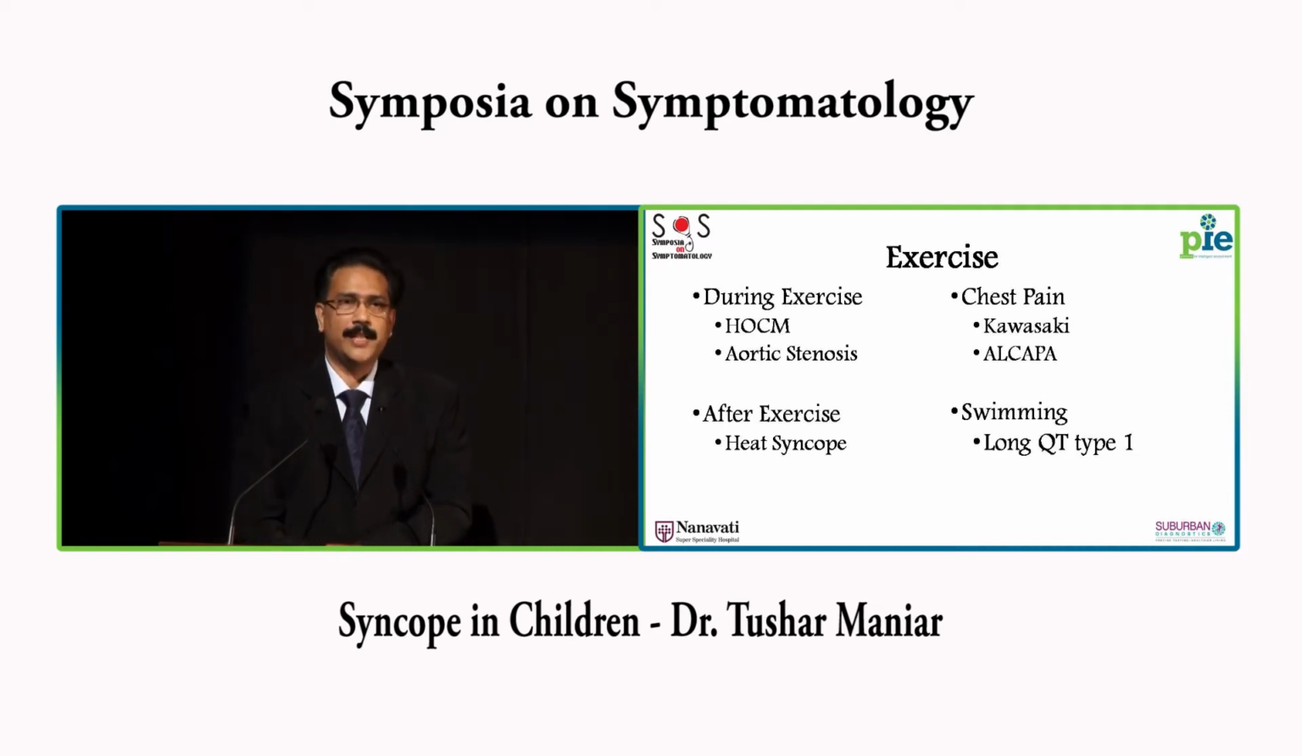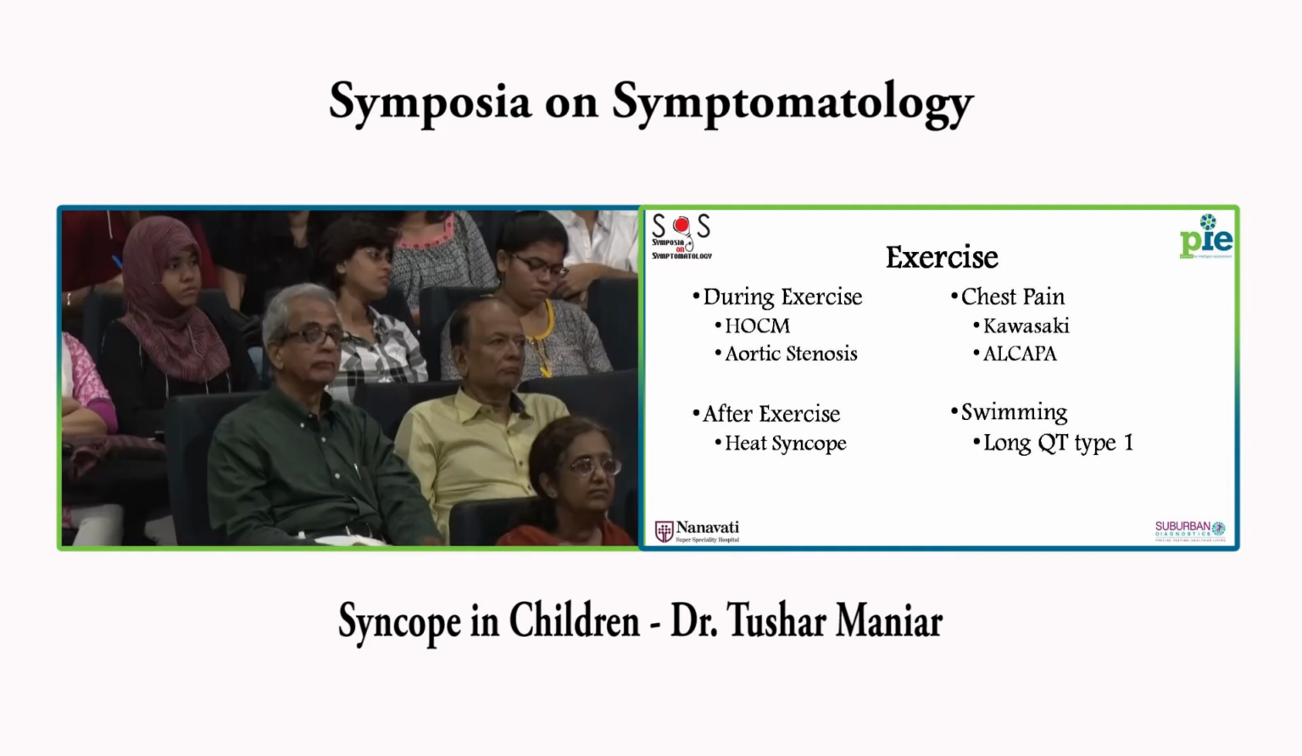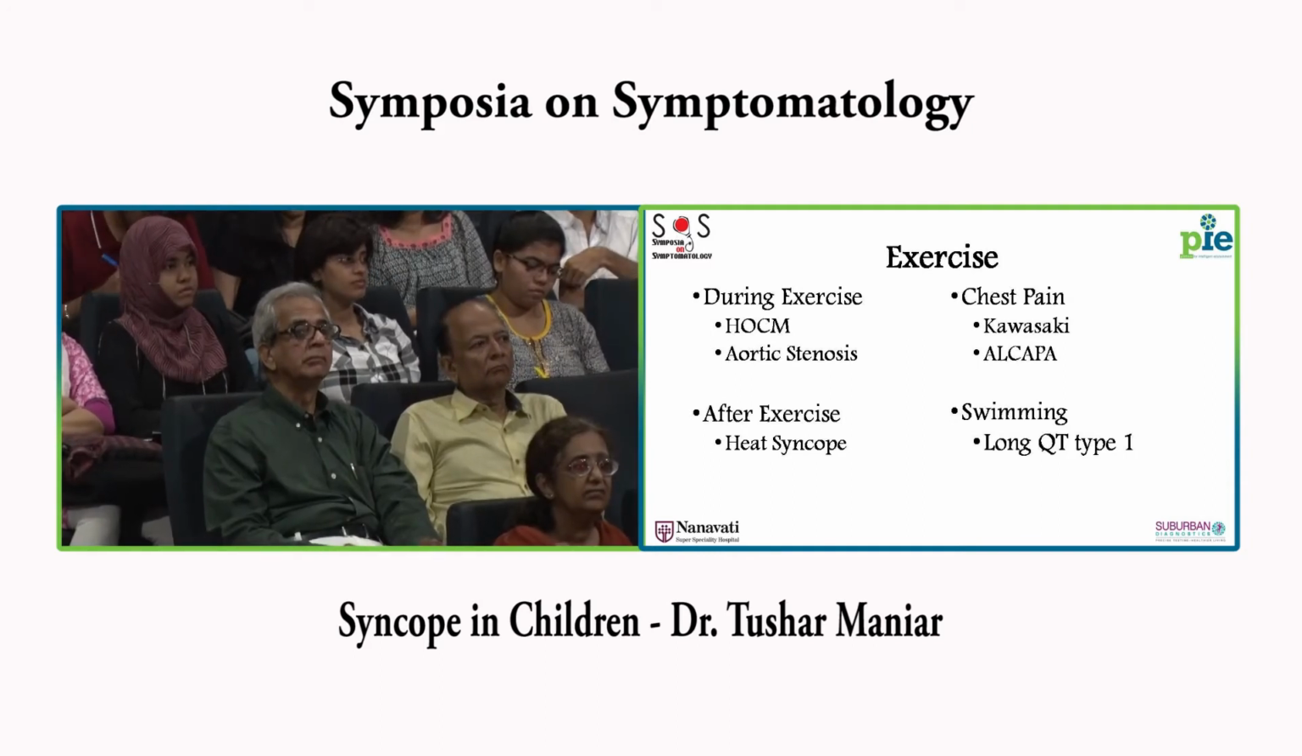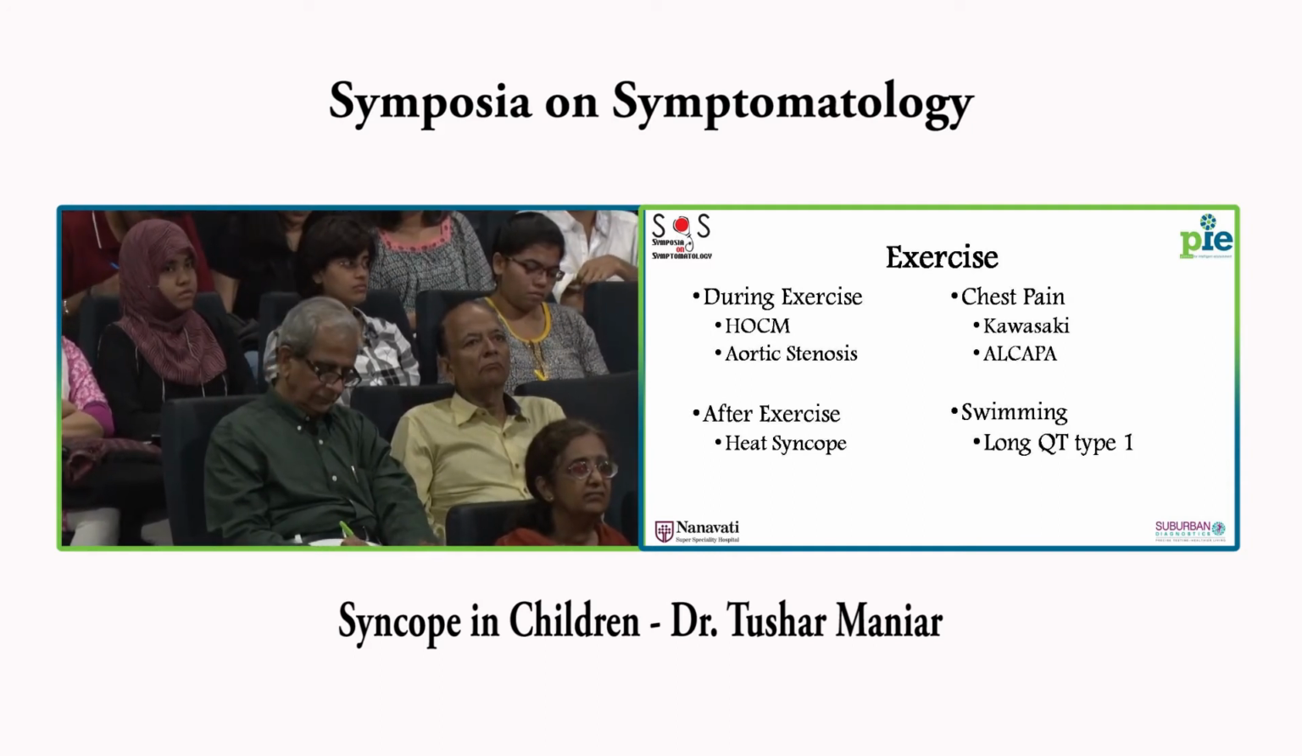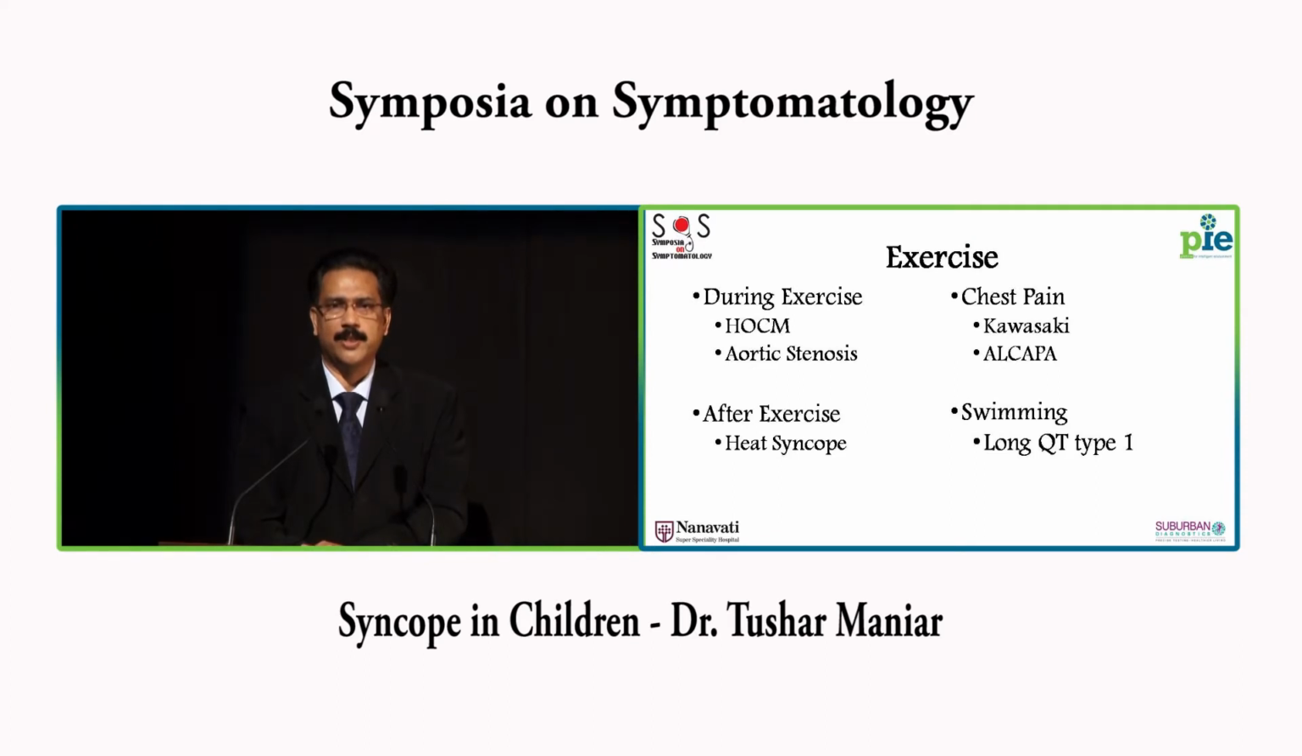The first one being Kawasaki, and dig deep and find out if the child had any symptom which suggests a possible Kawasaki which was missed early in childhood. ALCAPA is a congenital disorder where the coronary artery starts in a different way. I don't think we can get any history for that, but on ECG there are characteristic findings.